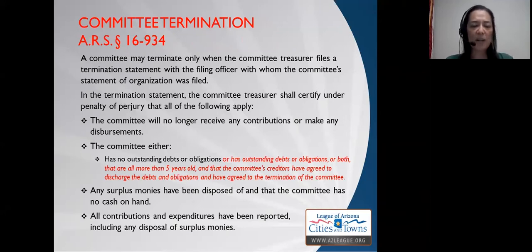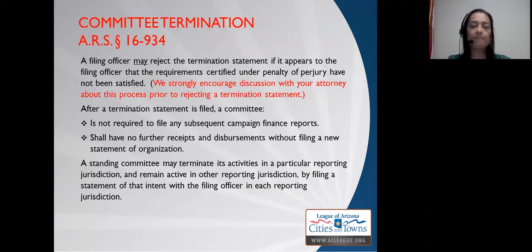So for termination, I'm not going to talk too much about this. I think it's pretty straightforward, committee termination itself. The one thing I did want to mention, though, was that the law essentially allows the clerks to reject the termination statement if for some reason requirements aren't satisfied. For me, this puts you in some dangerous territory, so I just want to make sure you talk to your attorney ahead of time so that you're really clear on what factors you can use to actually reject a termination statement.